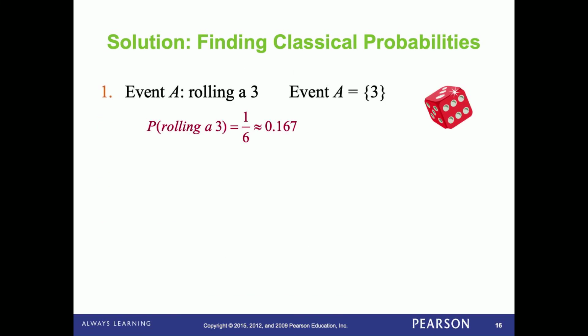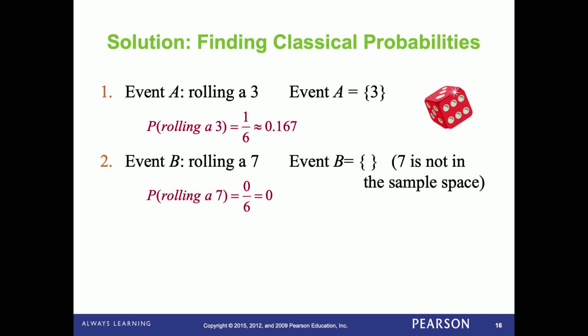Now, the probability of rolling a 7. Have you ever owned a die that has 7 on it? No. So the probability of rolling a 7, P of 7, is 0. 0 divided by 6 is 0. You have a 0 probability of rolling a 7. Just won't happen.